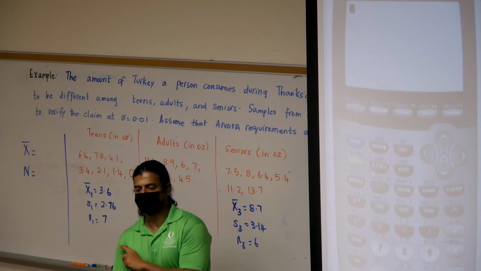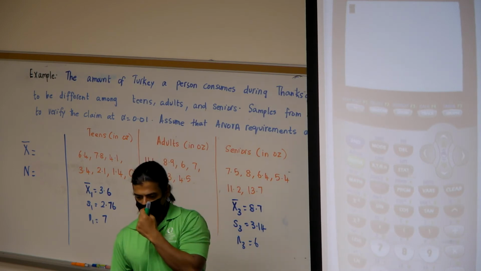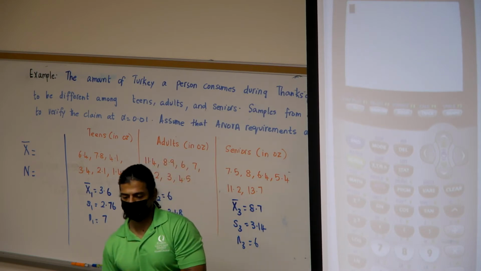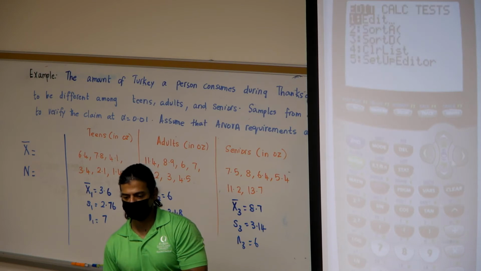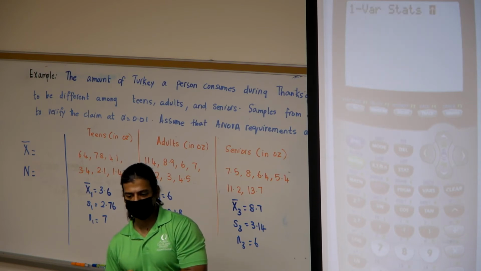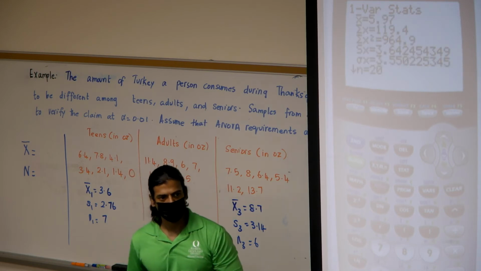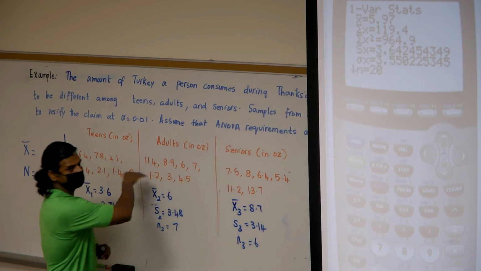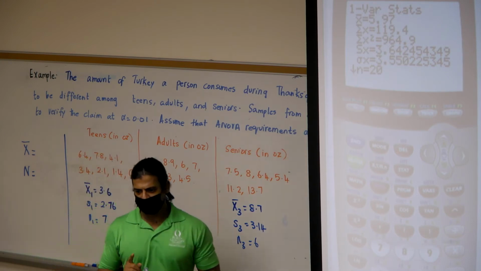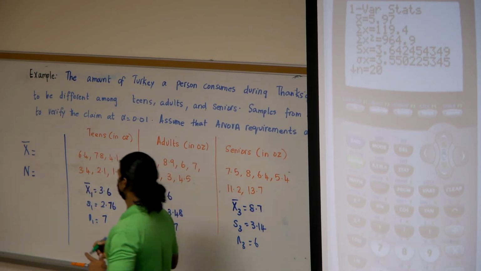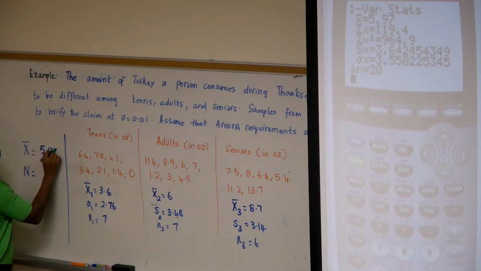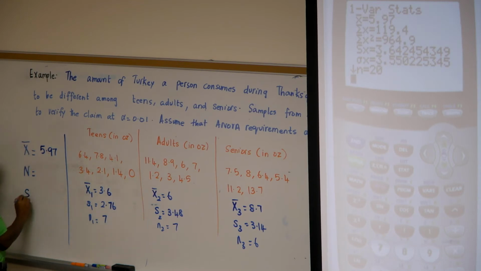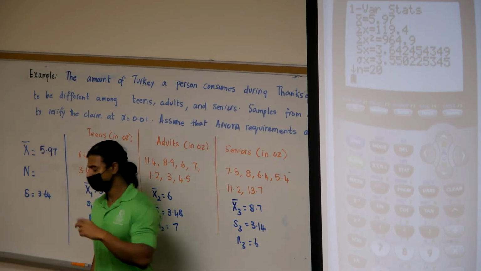X bar is the grand mean, so we saved all of the observations in list 4. So start, one variable statistics. How did you save it to list 4? Just typed it in. Took all of these numbers and typed it in list 4. Did we get 5.97? The grand standard deviation, or the standard deviation of everything combined, is 3.64. Uppercase N is the total number of observations we have, which is 7 plus 7 plus 6, which would be 20.